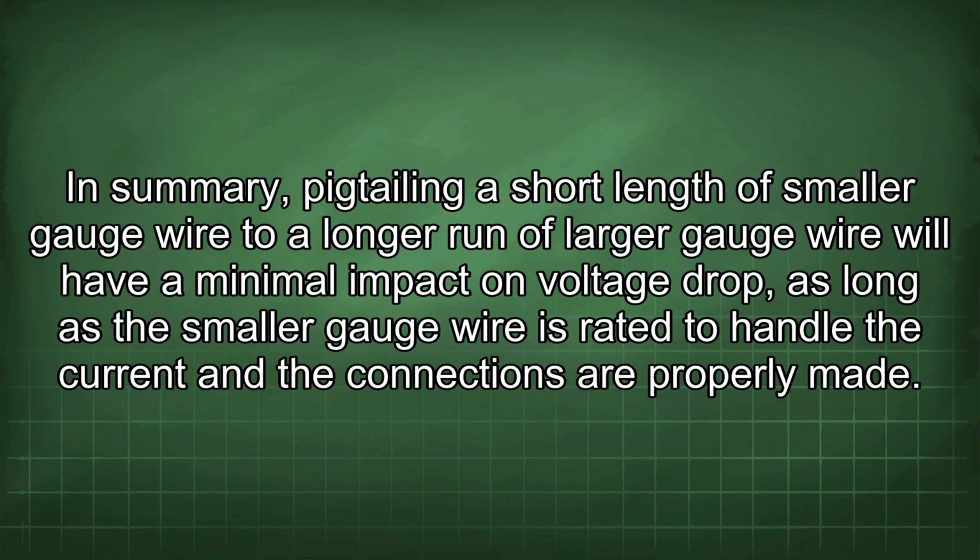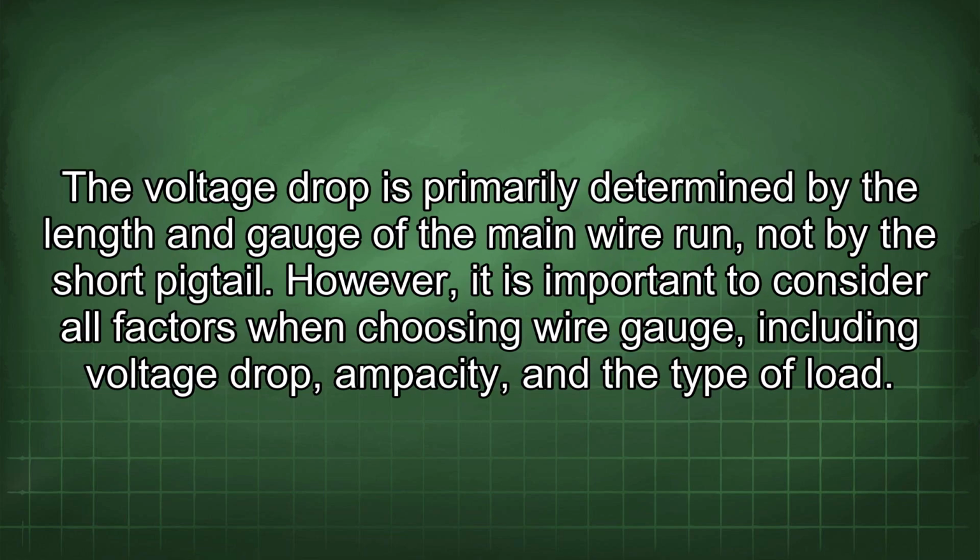In summary, pigtailing a short length of smaller gauge wire to a longer run of larger gauge wire will have a minimal impact on voltage drop, as long as the smaller gauge wire is rated to handle the current and the connections are properly made. The voltage drop is primarily determined by the length and gauge of the main wire run, not by the short pigtail.